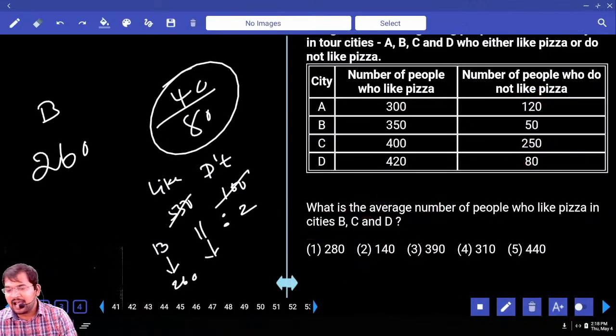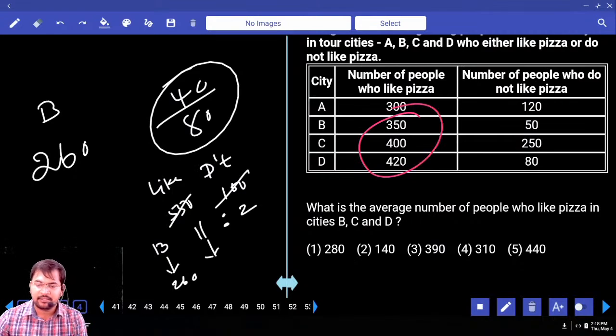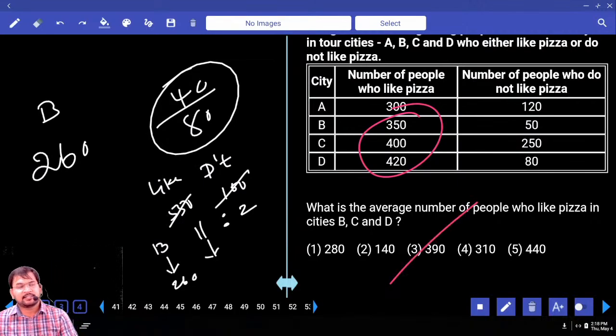What is the average number of people who like pizza in cities B, C, D? BCD. This one only? This one only, na? So 300, 400, 400. How much? 1100. 1170, na? 1170, na? Your answer is 390.